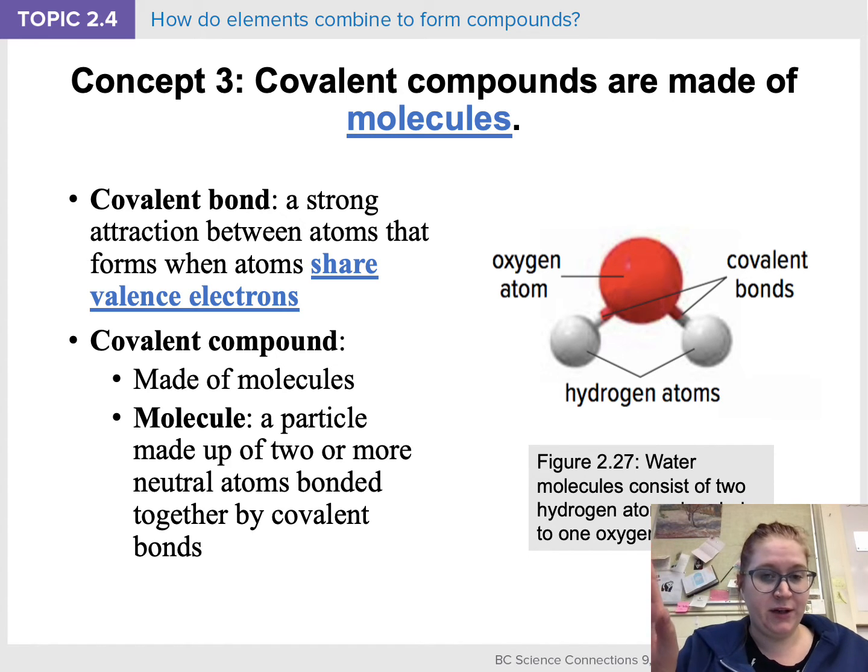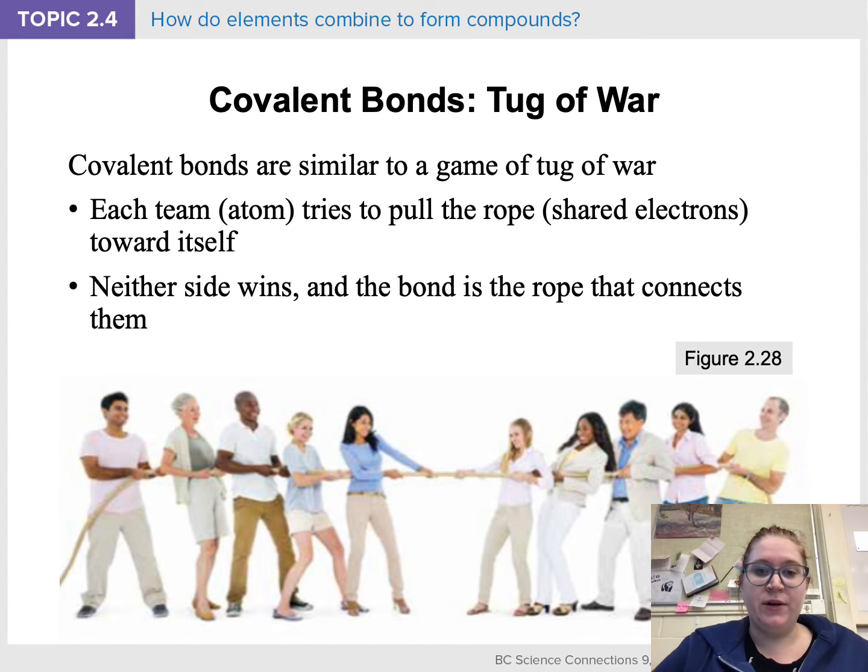No metals involved here. Ionic compound is a metal and a non-metal. Covalent compound is two non-metals. So covalent compounds are made of molecules. And again, a reminder that a molecule is a particle made up of two or more neutral atoms stuck together with a covalent bond. So a covalent bond is kind of like a tug of war.